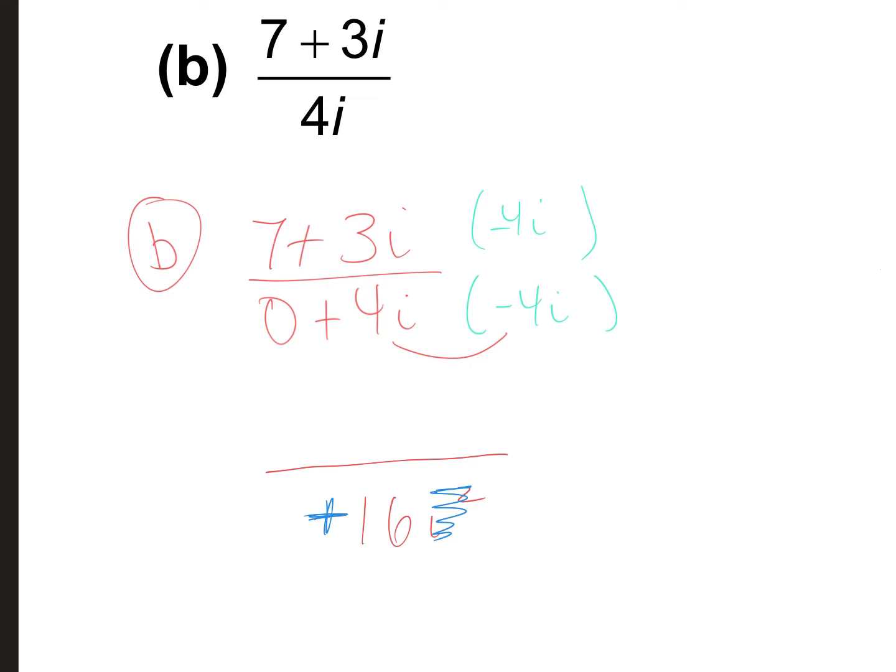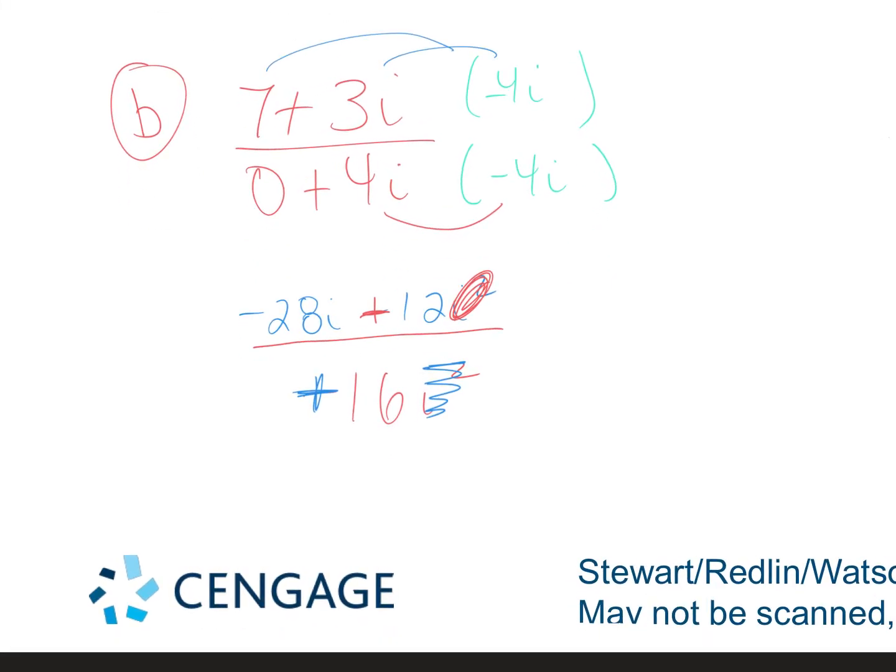Now you can just go through and say, okay, well, 7 times negative 4i is negative 28i. And then 3i times 4i is negative 12i squared. What do I do when I see i squared? You cross it off, change that sign. Now, is my numerator written in standard form? No. So you would rewrite it as 12 minus 28i.